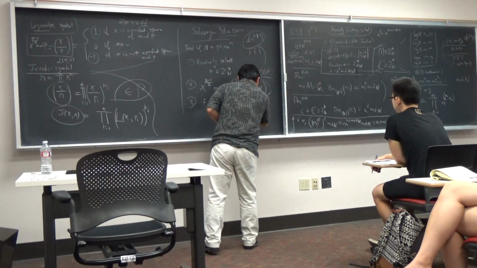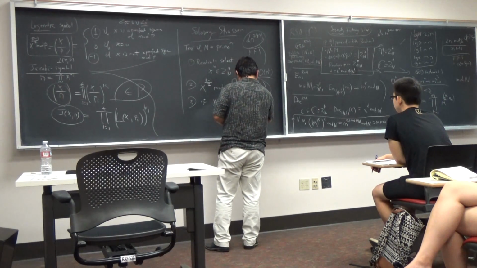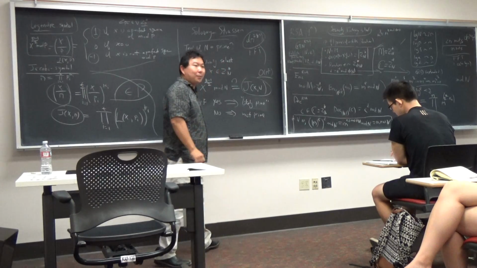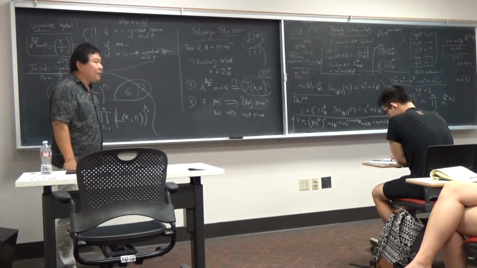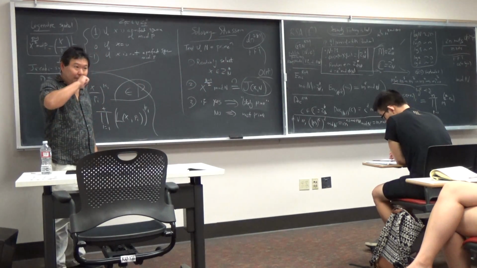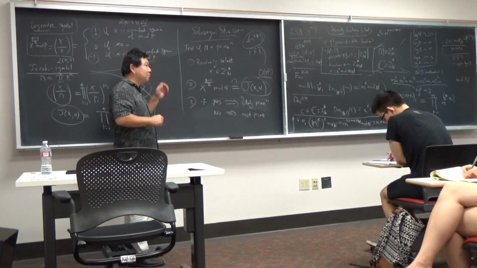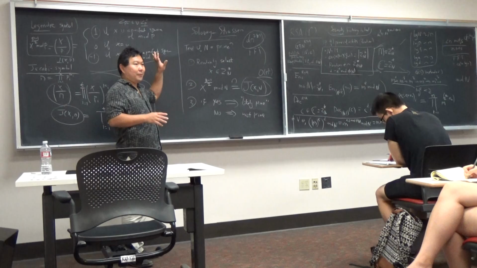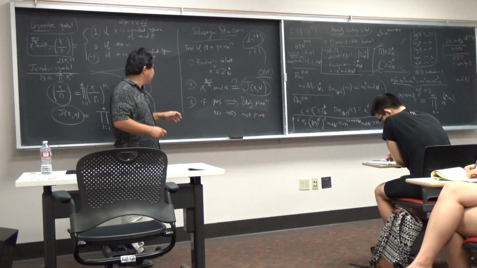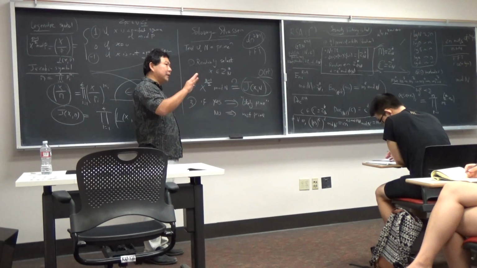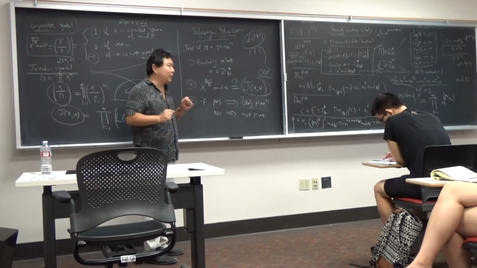So let me put this likely. This is even better language to output, right? And if it's no, it will say not prime. So this algorithm is polynomial, right? Clean, right? So then they said actually you can run this a few more rounds. But let's ignore that. Let's just look at the one round.